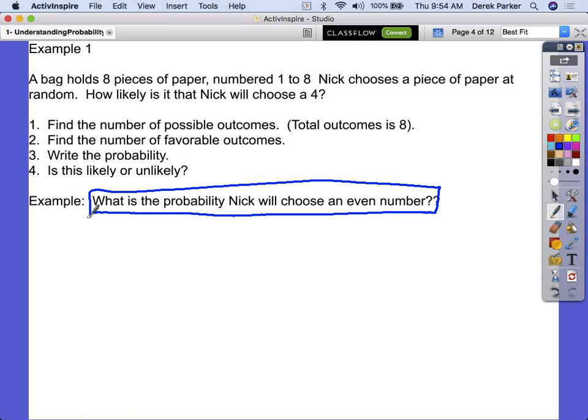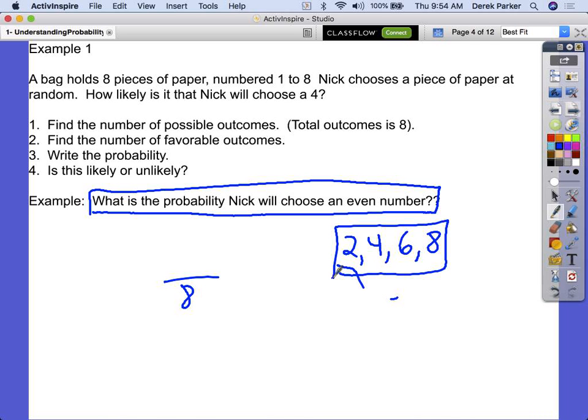Okay, so our possible outcomes did not change. There are still 8 pieces of paper with numbers on it. Now we have to think to ourselves, the even numbers are 2, 4, 6, and 8. That being said, there are 4 different outcomes that are even numbers. That means 4 is our numerator. 4 eighths.